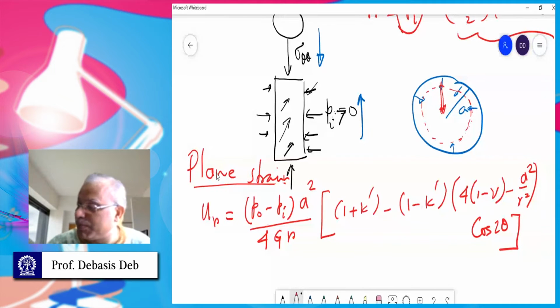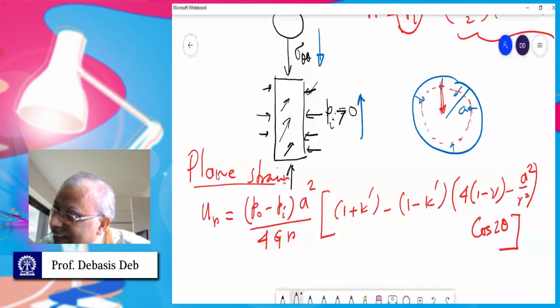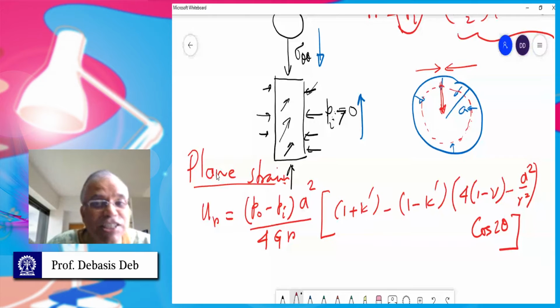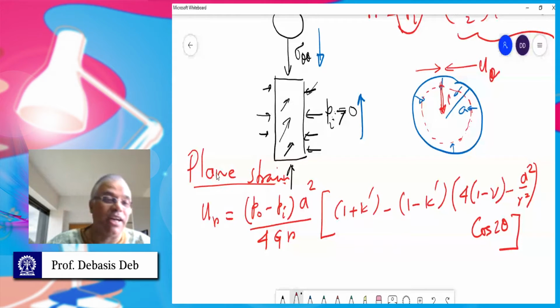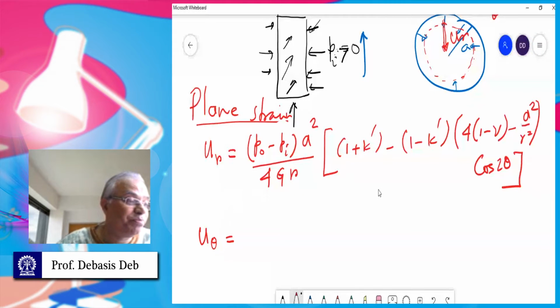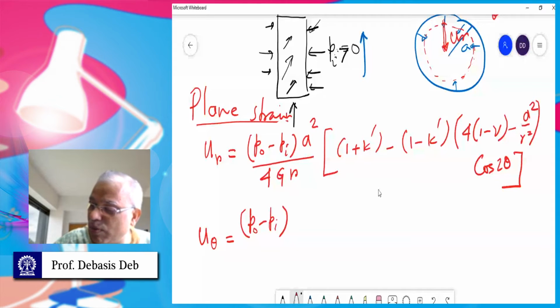And there is another displacement. If there is one displacement towards the center, then another displacement perpendicular to this, that is the tangential displacement, which we term as U theta. This is UR and that is U theta. Okay, so there are two displacements, and the U theta is, because displacements are very important when you also want to know the stability, P naught minus Pi, this part will be the same, and you know what is G, right?